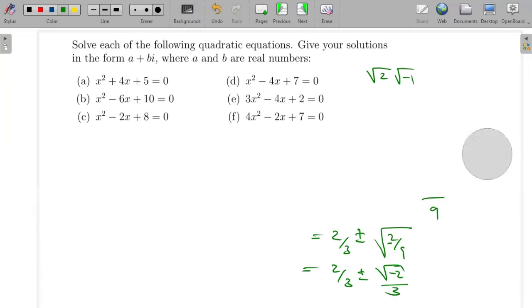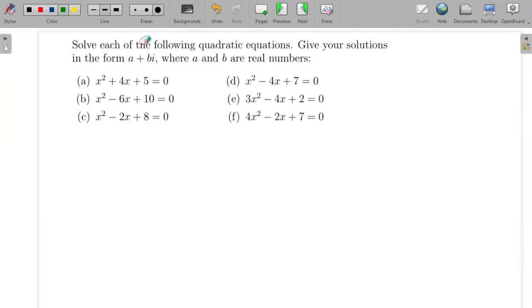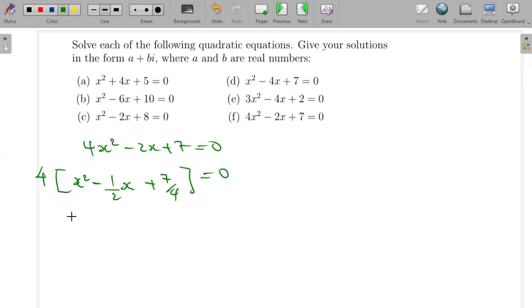So let's do the last one here. The last there is just 4x squared minus 2x plus 7 equal to 0. So I factor out the 4. So you have 4, and then you have x squared, and then there you are going to get half x, and then plus 7 over 4 equal to 0. And that is going to be 4. There you have x. So you have the half. That is going to be 1 over 4.